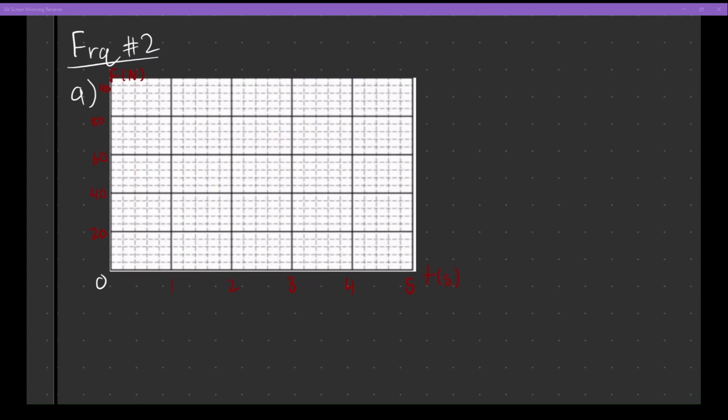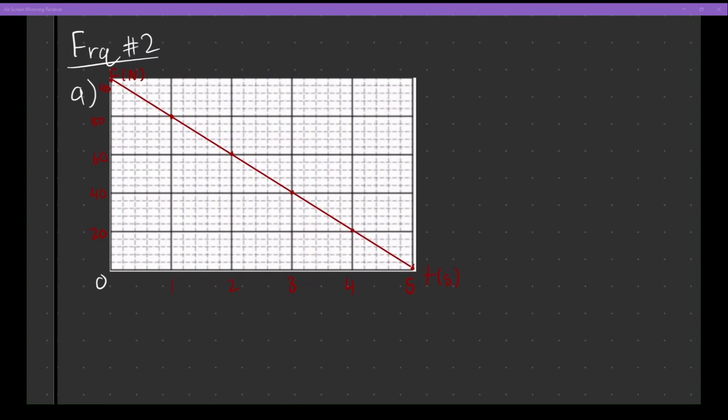So the first point starts at time 0, force 100. Second point, time equals 1, force is at 80. Time at 2, force is at 60. Time at 3, force is at 40. Time at 4, force is at 20. And time at 5, force is 0. So draw a line through there. And that's basically the graph for part A.